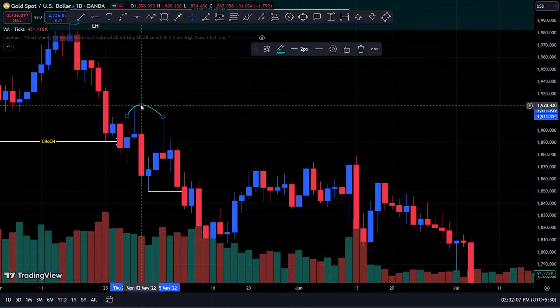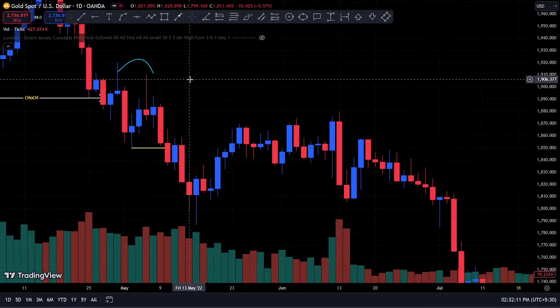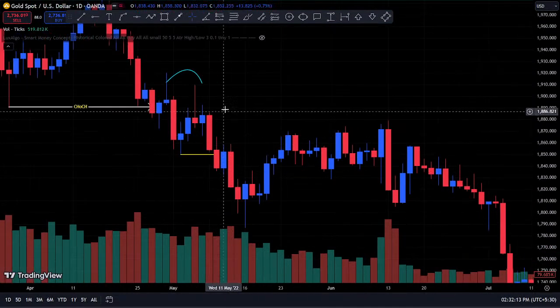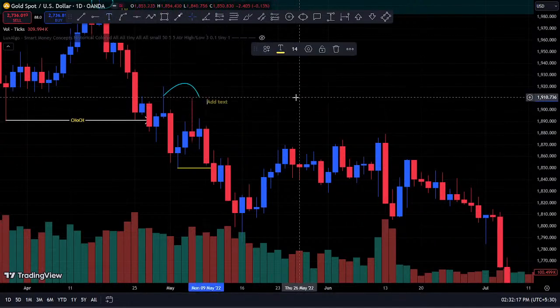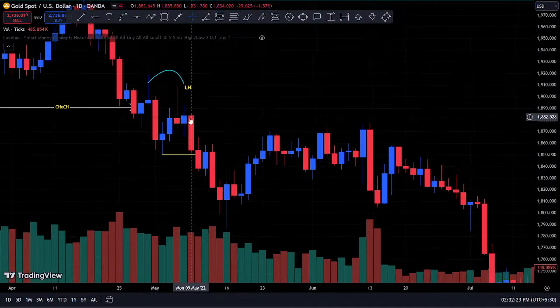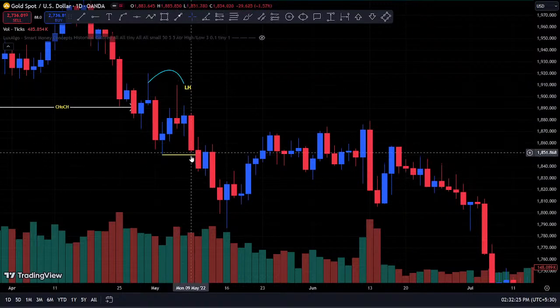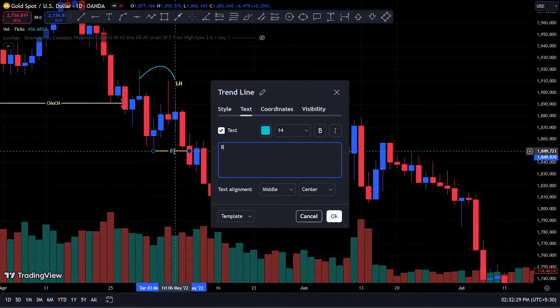Continue with this whole zone. Okay, so this is our particular swing high and this is our low. This is another higher low, sorry, lower high. Okay, so this is a lower high. Why is it a lower high? Because it broke the structure. So this is something we call a break of structure.